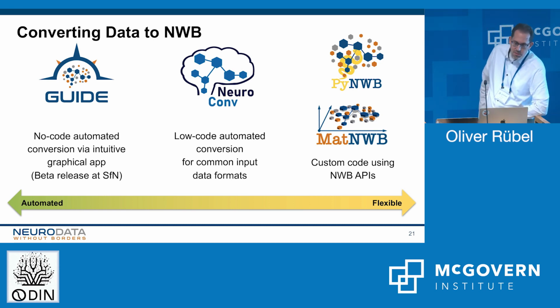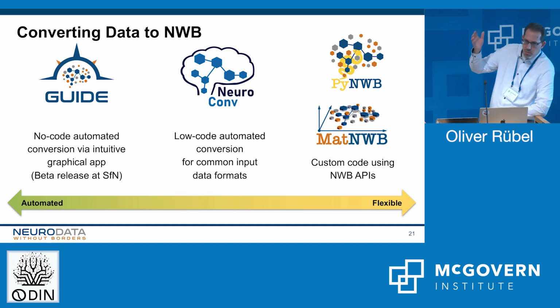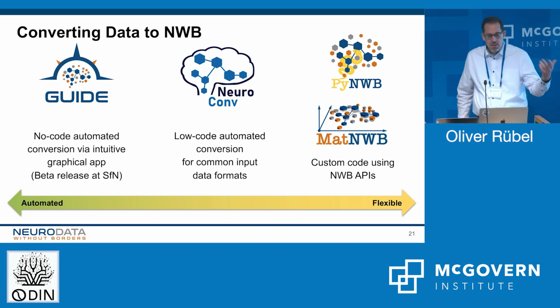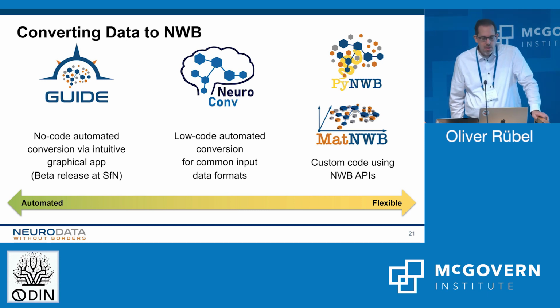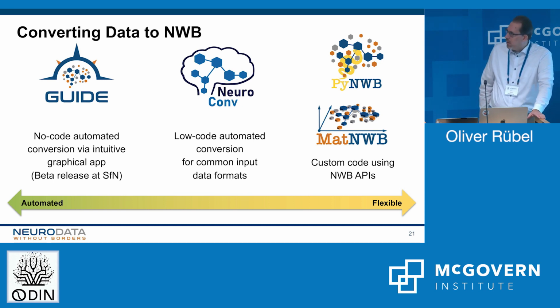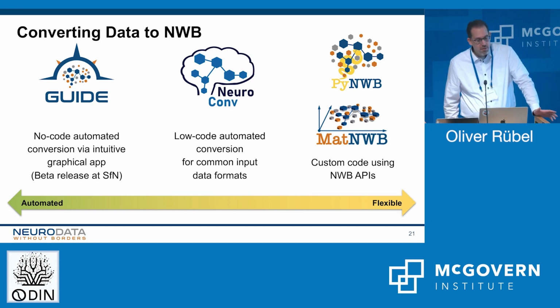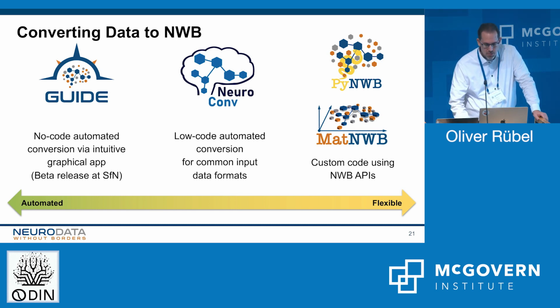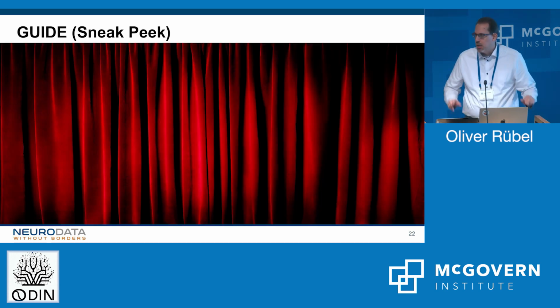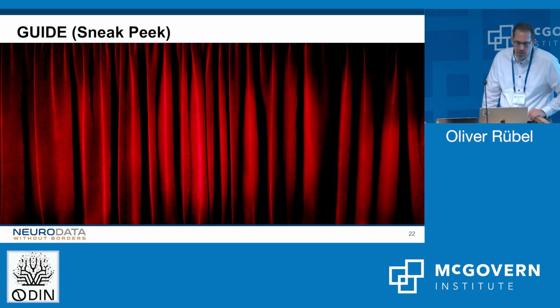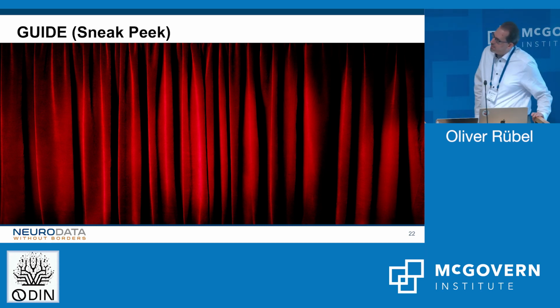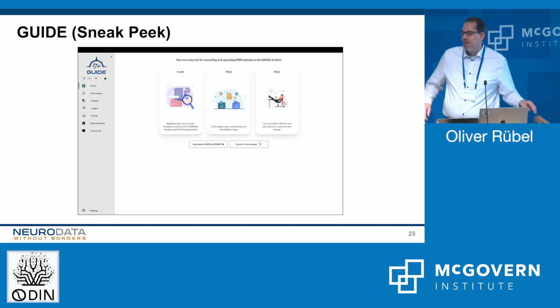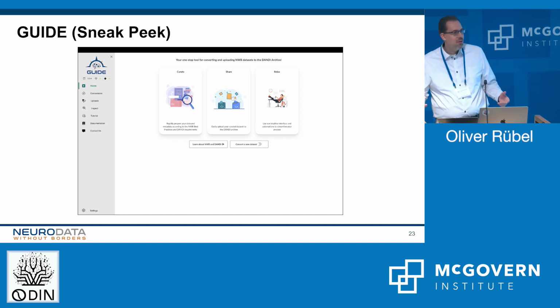And then more recently, Ryan Ly and Cody Baker and others are developing GUIDE as a new automated tool for data conversion that allows you to convert your data through an intuitive graphical app. They're targeting a release of GUIDE for SfN as a first beta release. So I just want to give you a very quick sneak peek of GUIDE. Like I said, it's a graphical app. You can think of it as kind of like a TurboTax for converting data.